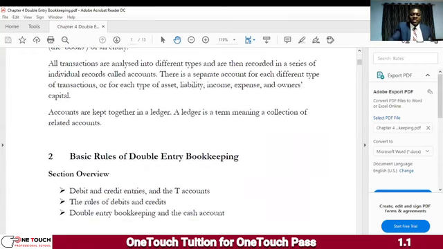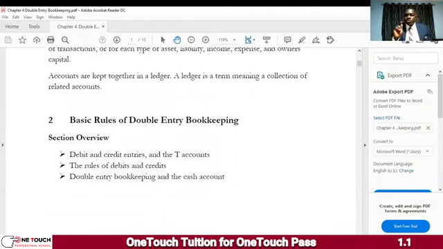Now, with this in mind, let's look at the basic rules of double entry bookkeeping. Here we'll be introduced to terms like debits, credits, and T accounts. When you hear of debits, what does it mean? When you hear credit, what does it mean? When you hear a T account, what does it represent? We'll also look at the rules of debits and credits. Then finally, we'll look at double entry bookkeeping and the cash account.